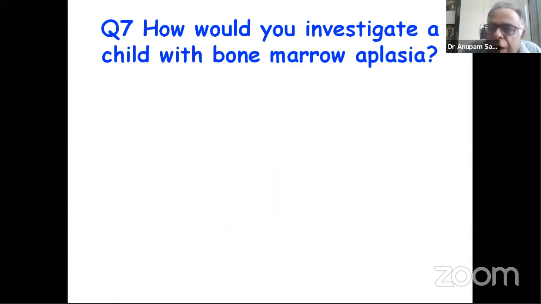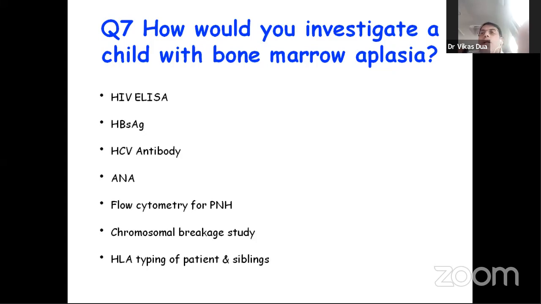Now, you have this patient who's got aplastic anemia. How would you investigate this child with bone marrow aplasia? Dr. Vikas, could you please comment upon that? So whenever we have a patient of aplastic anemia, it is very important to know whether it is idiopathic aplastic anemia or an inherited bone marrow failure syndrome. So when you have a patient like this, we need to do chromosomal breakage study. And nowadays, next generation sequencing is also available, which can tell us whether this patient has some other inherited bone marrow failure syndrome or not.